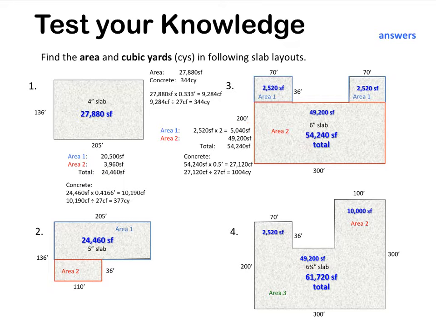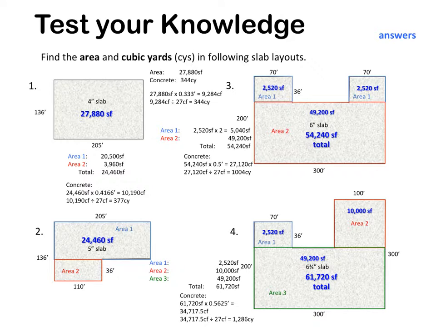We have 200 lineal feet that goes from here all the way up to there, minus this 36 lineal feet, and that gives you 164 lineal feet times the 300. When you multiply that out, you get to 49,200 square feet. To get the concrete quantity, you take it times the 6-inch slab. The decimal equivalence for a 6-inch slab in decimal feet is 0.5, which gives you 27,120 cubic feet, divided by 27 cubic feet per cubic yard, and you get 1,004 cubic yards.